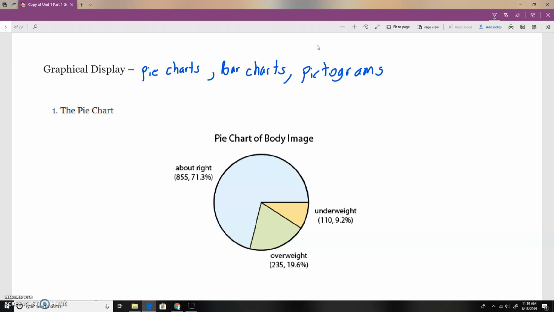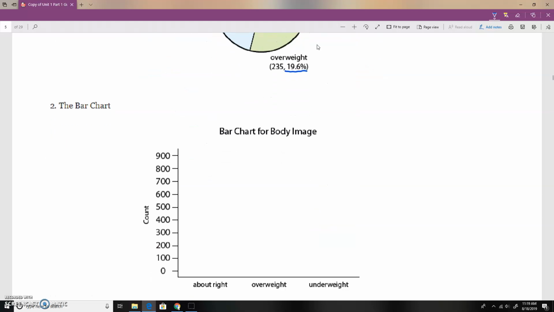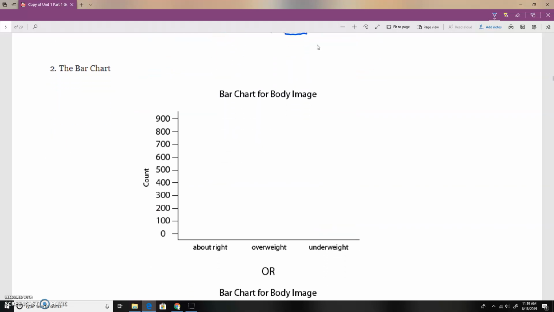All right. Well, first off, we look at the pie chart. Notice the pie chart is simply split up by the percentage, and each percentage of the circle corresponds to the percentage that each category had as its value. Pie charts, I feel like you guys should be pretty familiar with. You see these pretty early on in school. Now let's look at a bar chart.